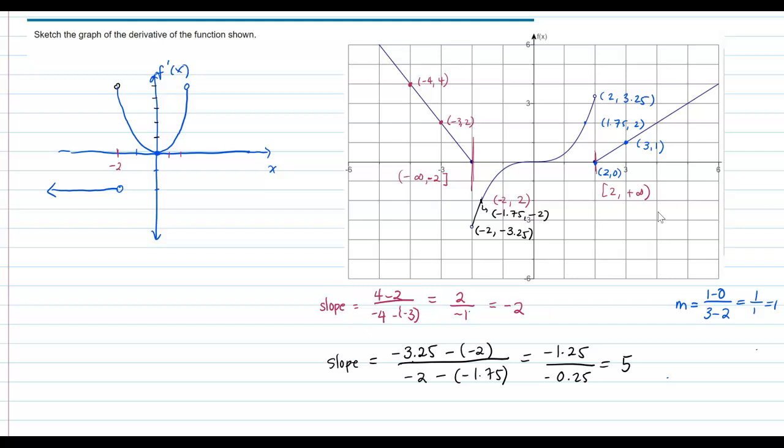So that means that the slope is equal to 1. So at x equal to 2, again, open hole at 2, and then on the interval from 2 to positive infinity, the derivative is just equal to 1. So this represents the graph of the derivative of the function here.